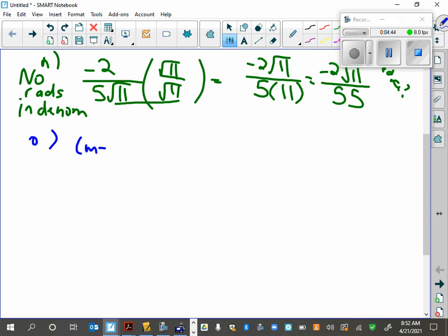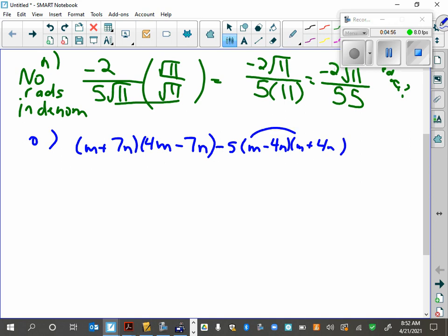Is m plus 7n times 4m, subtract 7n, subtract 5, 9m. So that's a FOIL. I like that one. I'm not going to distribute the negative 5, because FOIL is way easier. And this is a FOIL.